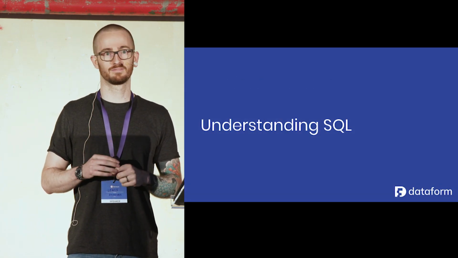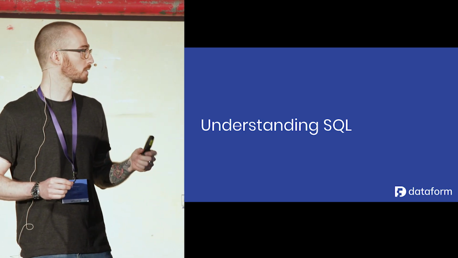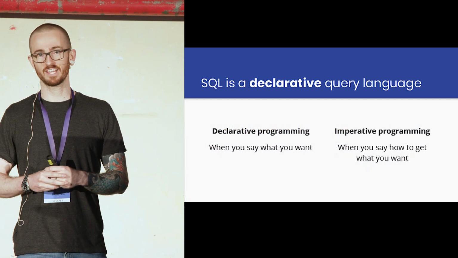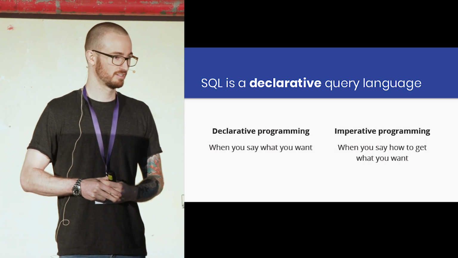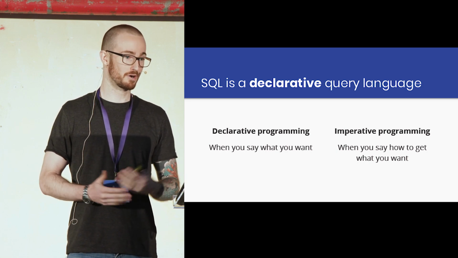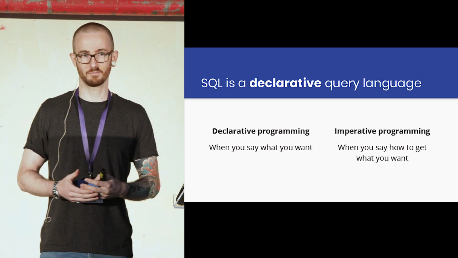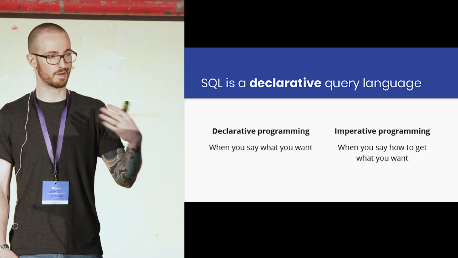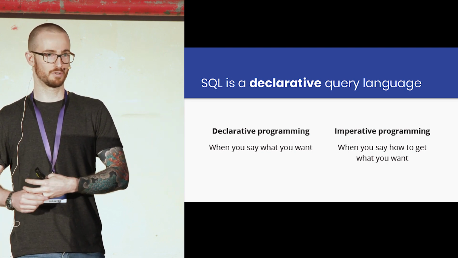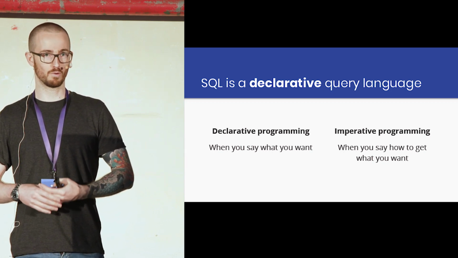So in order to understand how to fix these problems, let's dig a little bit into what exactly SQL is first. SQL is a declarative query language. Declarative programming is when you say what you want, and imperative programming is when you say how to get what you want. Typically, if you're running some Python or some JavaScript, you're doing imperative programming. You're telling the computer how to manipulate the data in order to produce an output. In SQL, we don't really do that. We more tell it what we're trying to achieve.